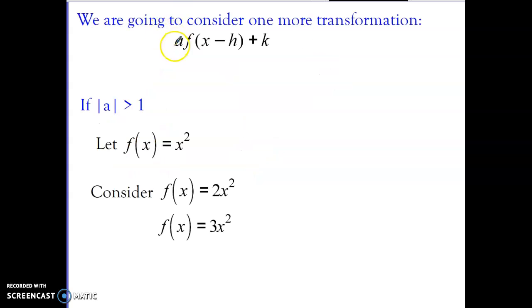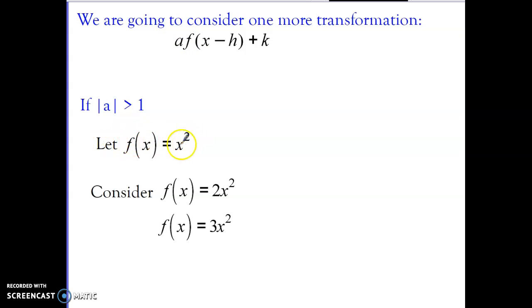And in this video, we're going to consider what happens when you have a number here other than just -1, other numbers here in front of the function. You could also have a multiplier here, but we're going to leave that for your pre-cal classes. We are just going to focus on what happens when you have a multiplier right here.